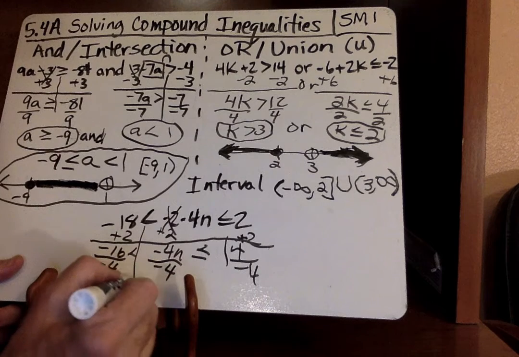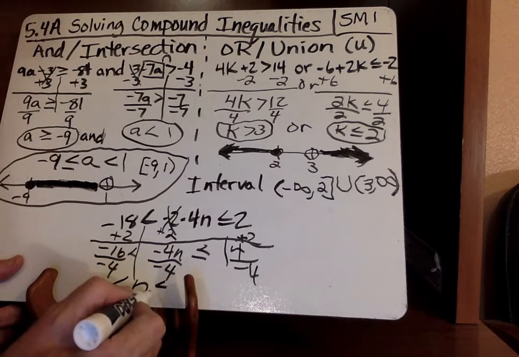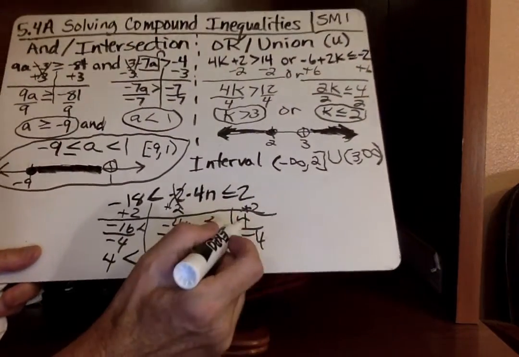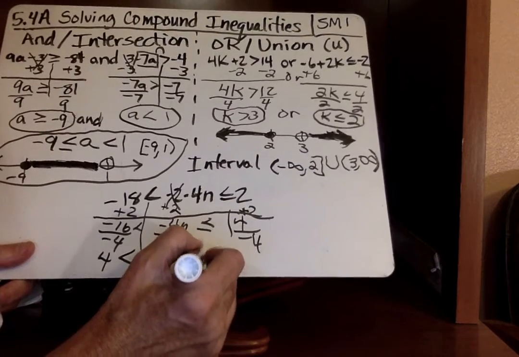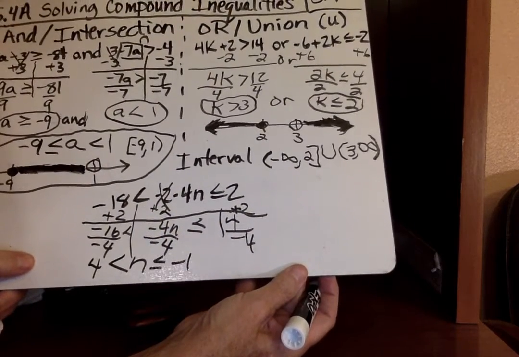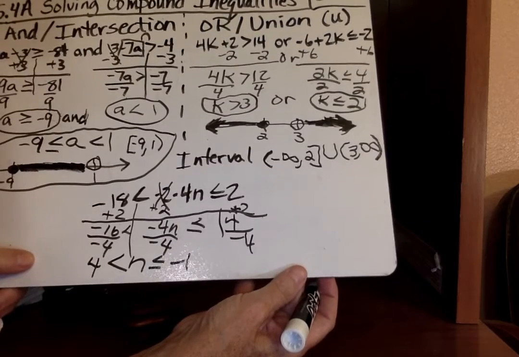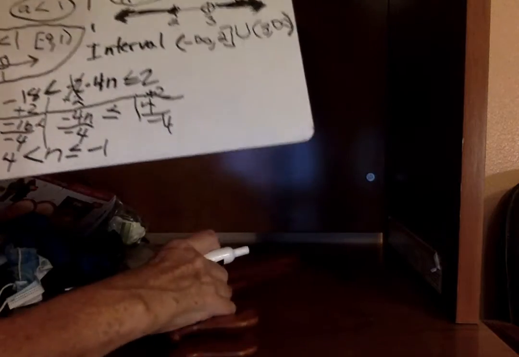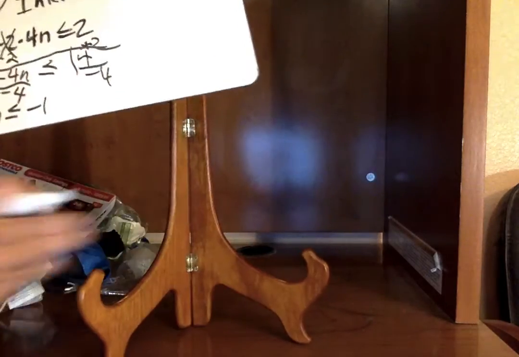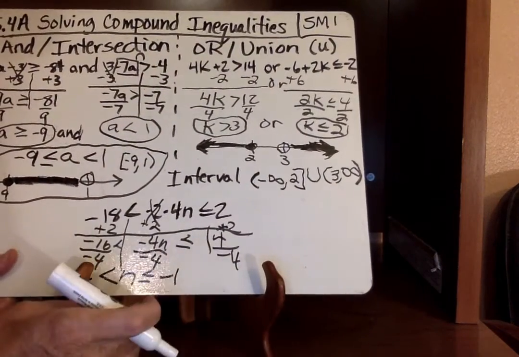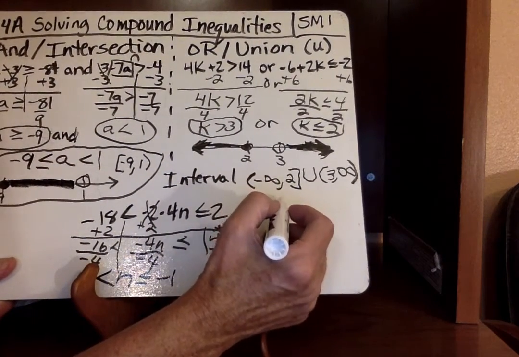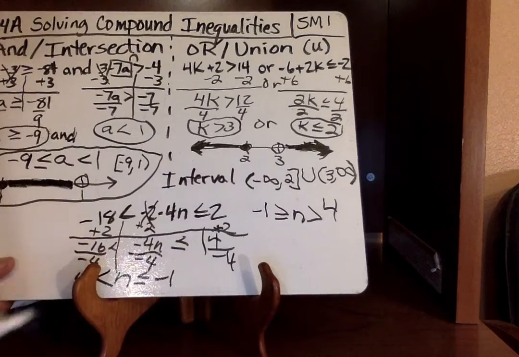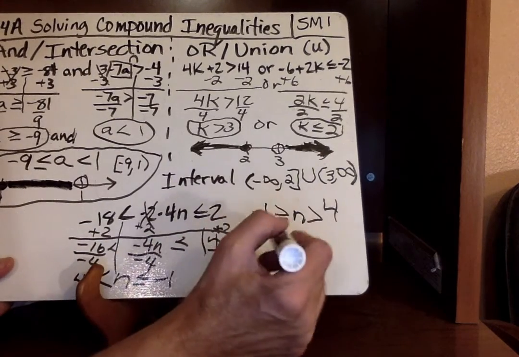4 is less than n, and it's less than or equal to, and I don't know if you're going to be able to see that, 4 divided by negative 4 is negative 1. Okay? So I'm going to go ahead and flip that around so the lowest number's on the left. So maybe I put that down a little too early. Negative 1 is going to be greater than or equal to n, which is greater than 4. So we're just simply going to be graphing that now.